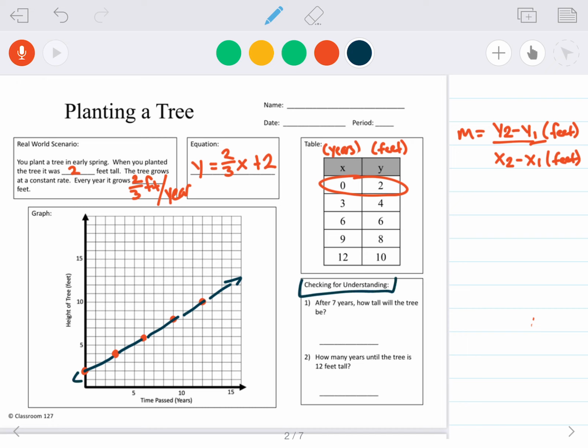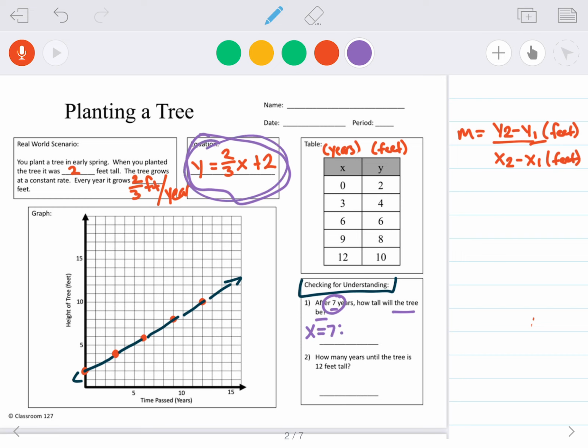It says, after 7 years, how tall will the tree be? Well, unfortunately, we don't have 7 in our table right here, but we do have a little function rule that will tell us whatever we need to know. So after 7 years, how tall will the tree be? Now, y is our output, how tall it will be, and x is our input, how many years have passed. So we're going to plug in 7 for x into our function rule right up here.